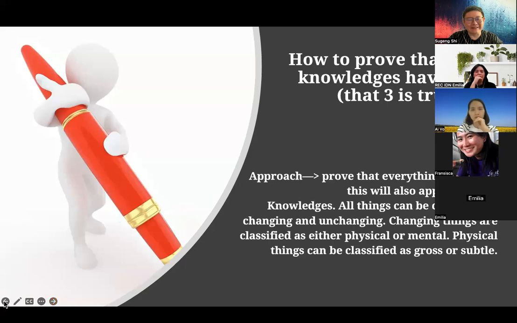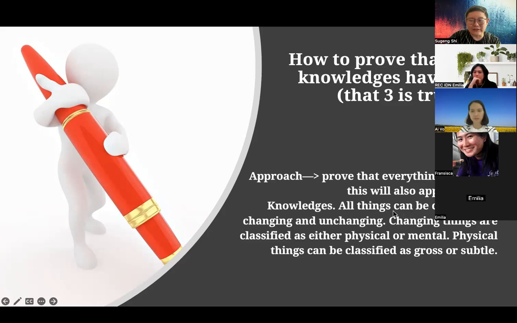So this is based on the pen. Now let's look at the three knowledges. How to prove that the three knowledges have parts? Well, I think it's easy to say that the three knowledges have three parts because the number three gives us the clue. So now let's go through the logic. We can prove that everything has parts, and this also applies to the three knowledges.